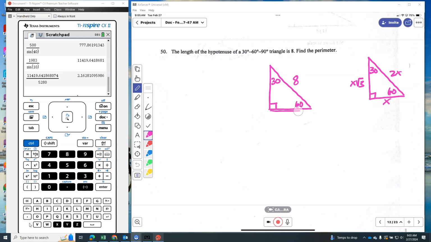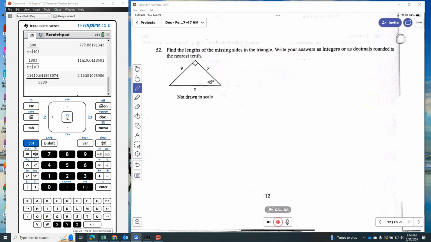So this will always be half, so that's 4. And the longer leg, if you notice, it's going to be x times the square root of 3, so it's going to be 4 times the square root of 3. And if you want to find the perimeter, you're going to add 4 plus 8, which gives you 12. Plus, you can't add the radical in that form, so it's going to be 4 square root of 3. That's the perimeter.